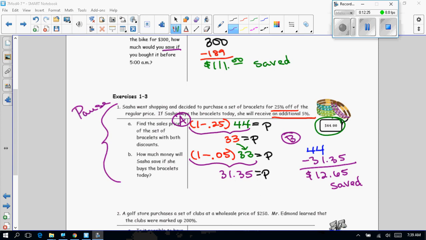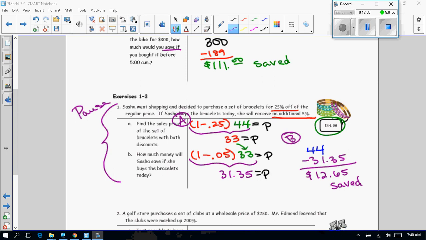All right, so you go to buy these bracelets, and you have 25% off. So 1 minus 0.25 is 0.75 times 44, so it's $33. Now you also receive an additional 5%, so 1 minus 0.05, remember it's 5%, not 50, and you get $31.35 because I multiplied it by that 33.